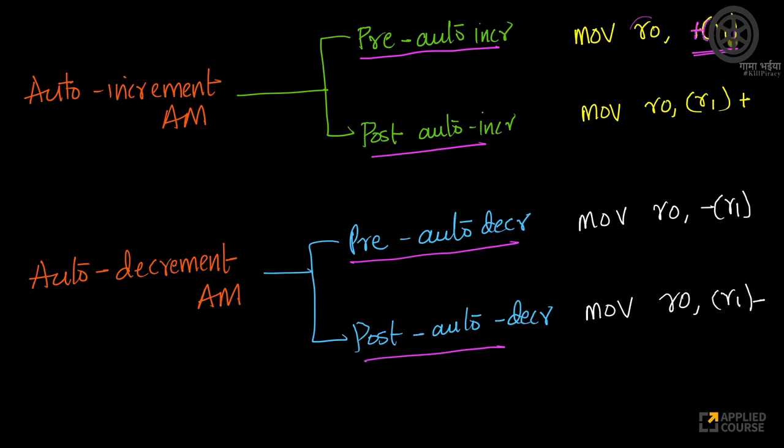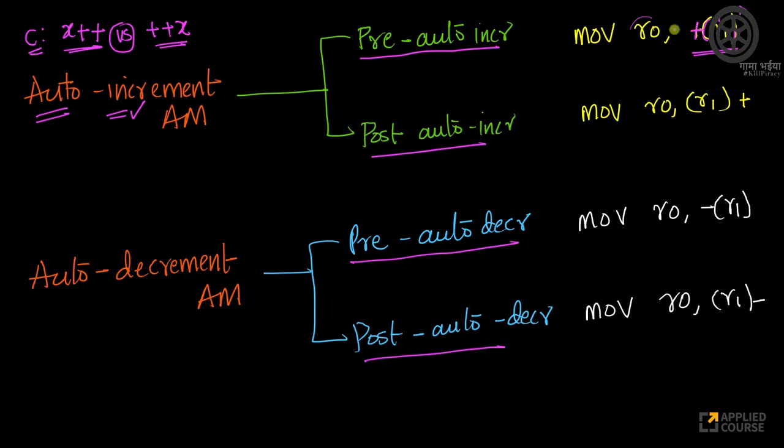Okay, this is like your x plus plus versus plus plus x in C programming language, right? This is your post increment. This is your pre-increment in C programming language. Similar notation here. This plus here basically means it's an increment. This plus with the braces means it's an auto increment addressing mode. And where is my base address? My base address is in register R1. Okay, that's what this means.